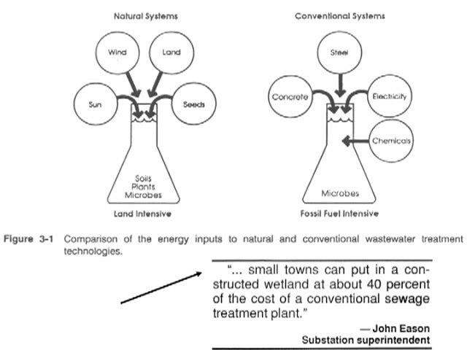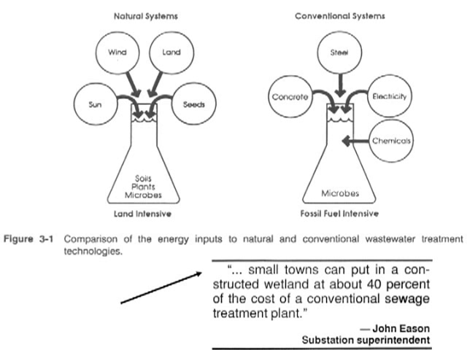It uses the naturally occurring microbes, the bacteria, but you've got to pump oxygen down into that wastewater to feed that bacteria. So again, that's fossil fuel intensive. But if you put in a natural system, the inputs are sun, wind, land, and seeds, all of which are free. It's a little bit land intensive. You've got to have room to put the ponds out there. But it's also using soil, plants, and microbes, which are free.